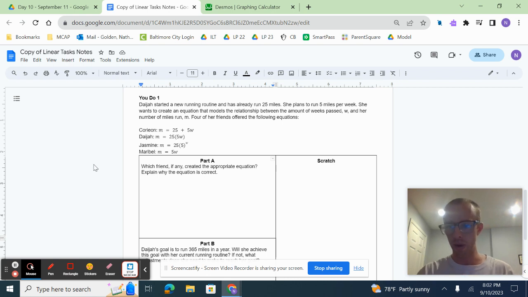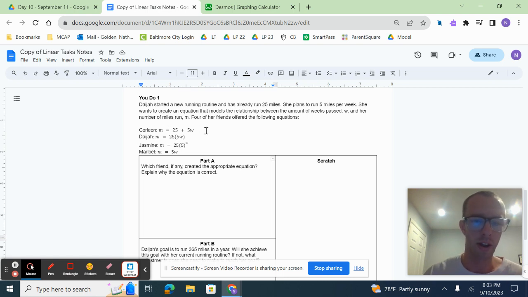Okay, hopefully you're unpausing and you already attempted it on your own. What I don't want you to do here is erase anything that you've done and change it to be more like mine. These are open-ended, so your answer may be a little bit different than mine, but it may also be correct or close to correct. So let's read this. Deja started a new running routine and has already run 25 miles. She plans to run 5 miles per week. She wants to create an equation that models the relationship between the number of weeks passed, W, and her number of miles run, M. Four of her friends offered the following equations.